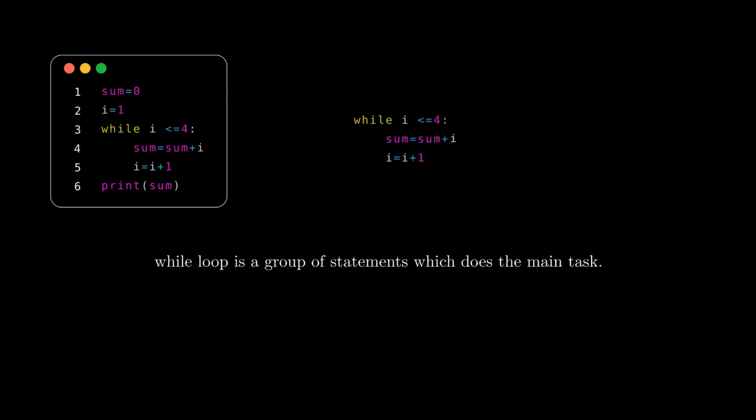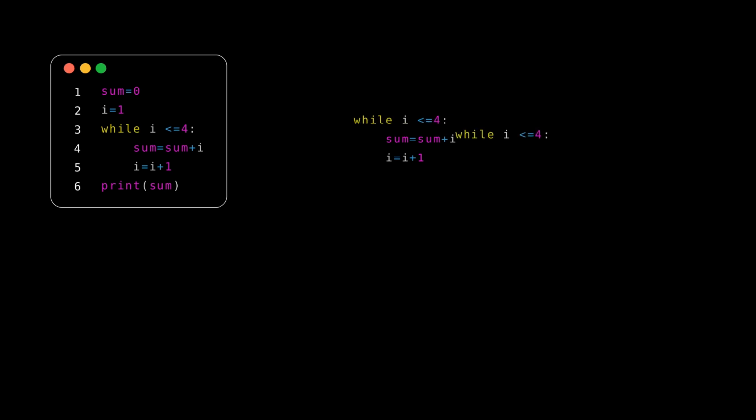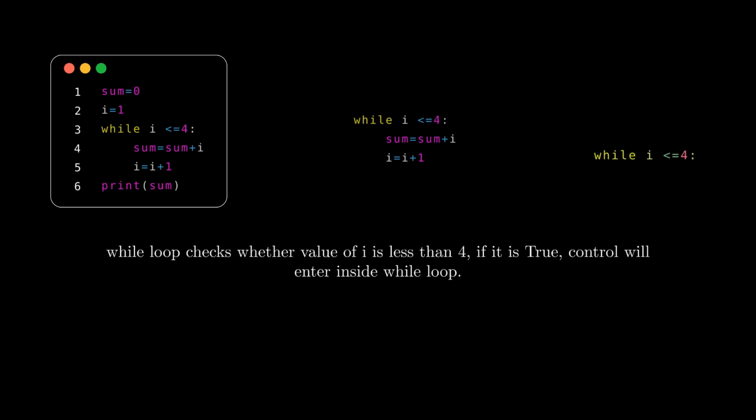The other statements are sum is equal to sum plus i and i is equal to i plus 1. The while loop is the main component of this program and it will do the main task. What does it do? It checks whether the value of i is less than or equal to 4. If it is true, control will enter inside the while loop. If it is not true, control will not enter inside the while loop.